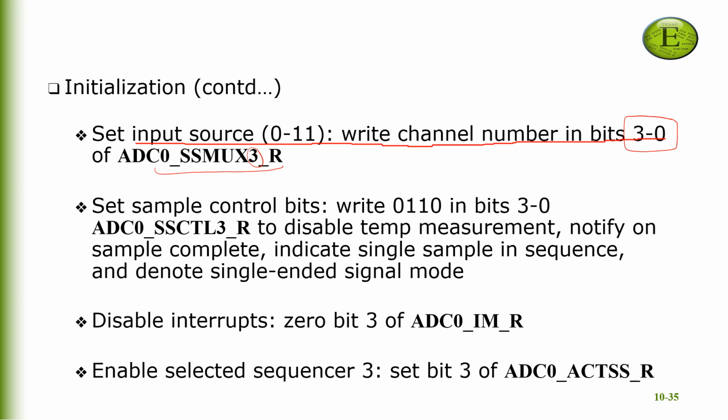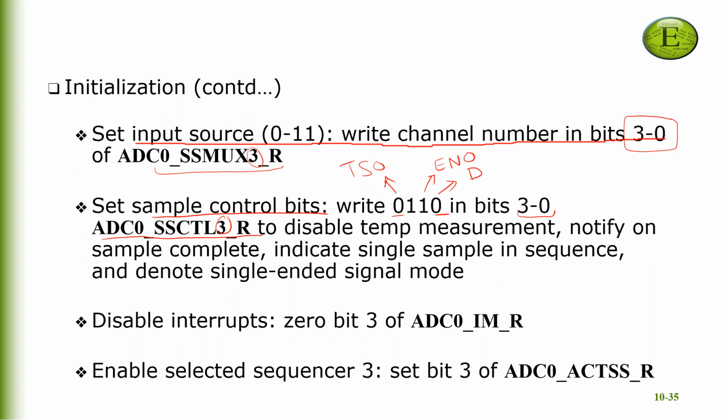Then we set the control bits in the control register. The corresponding register is ADC0 SSCTL3. Again, this 3 corresponds to sample sequencer number 3, and it has only one input channel, therefore a single 4-bit field. This one corresponds to the differential input. This last bit corresponds to the temperature sensor. Both are disabled. The bits that we are going to set correspond to the end of sequence. So this is END0.